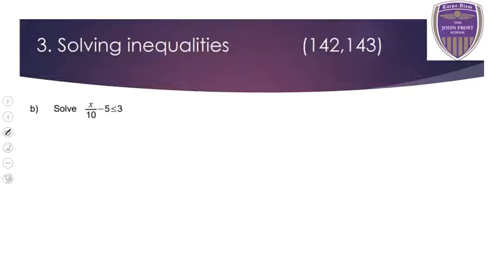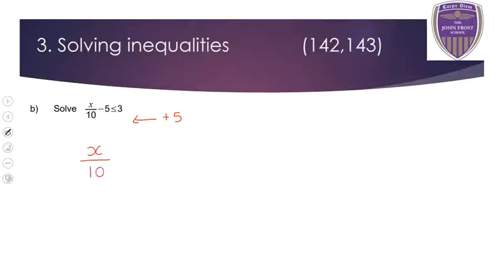Okay, next one. So still an inequality for this one. It looks a little bit different. Your starting point doesn't really make a difference. You can either get rid of the 10 first, or you can get rid of the minus 5 first. It makes no difference. I'm going to get rid of the minus 5 first. I'll take it to the other side, whatever you want to call it. It's a minus 5 at the moment, so we make it a plus. So we're adding 5 to both sides.